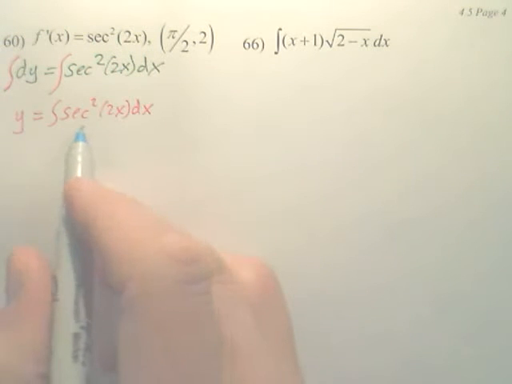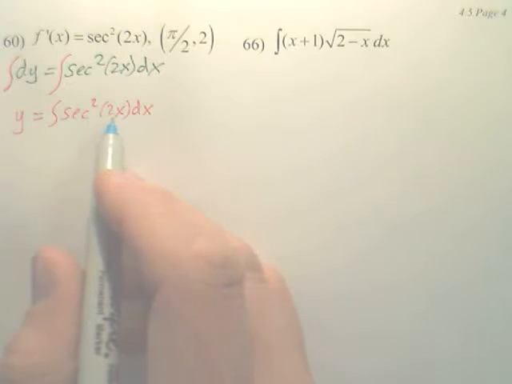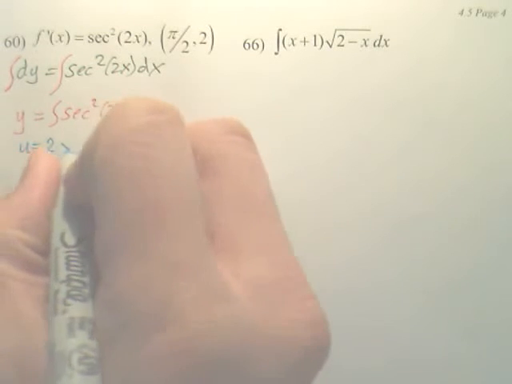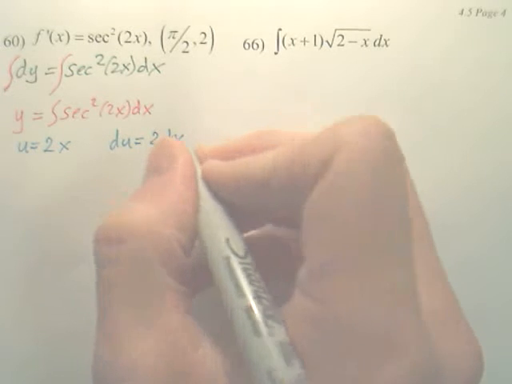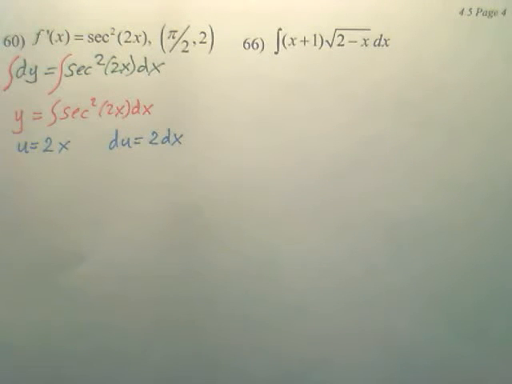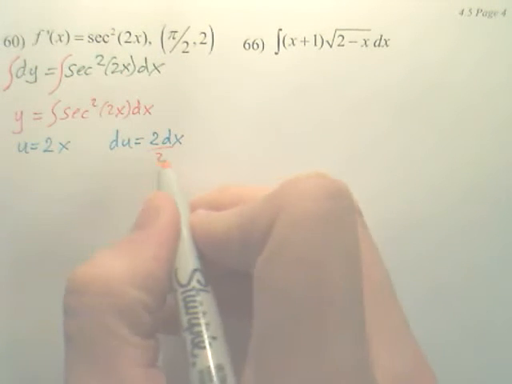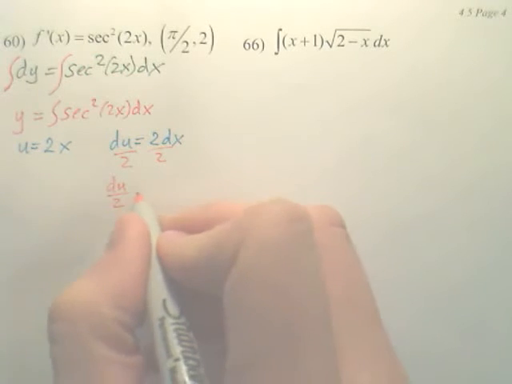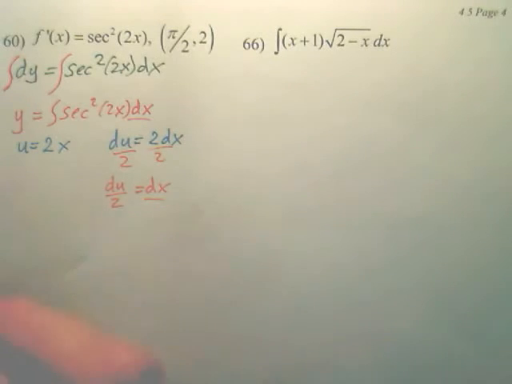And then, okay, isn't the integral of secant squared x tangent x? But we need to change 2x, so what's the u going to be? 2x. So du is simply 2dx. But there's no 2dx here, there's just a dx, so you have to divide by 2. So I now have du over 2 equals dx. So dx is the dx, and the 2x goes into u.